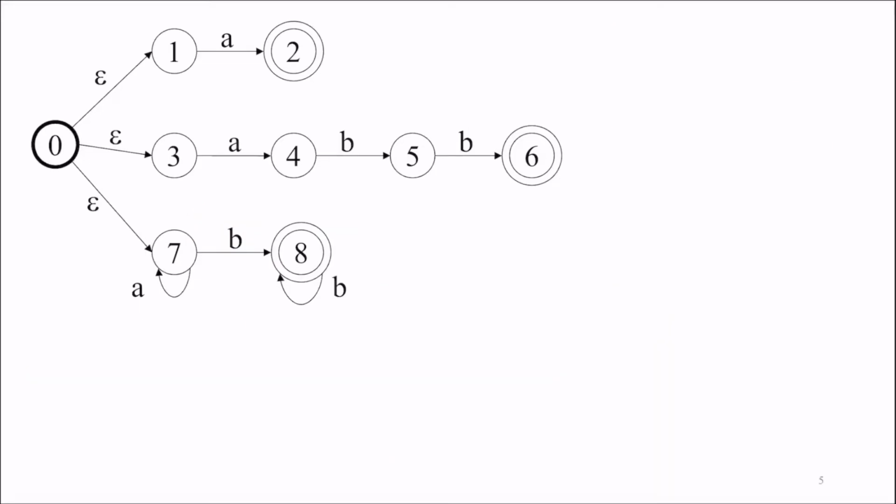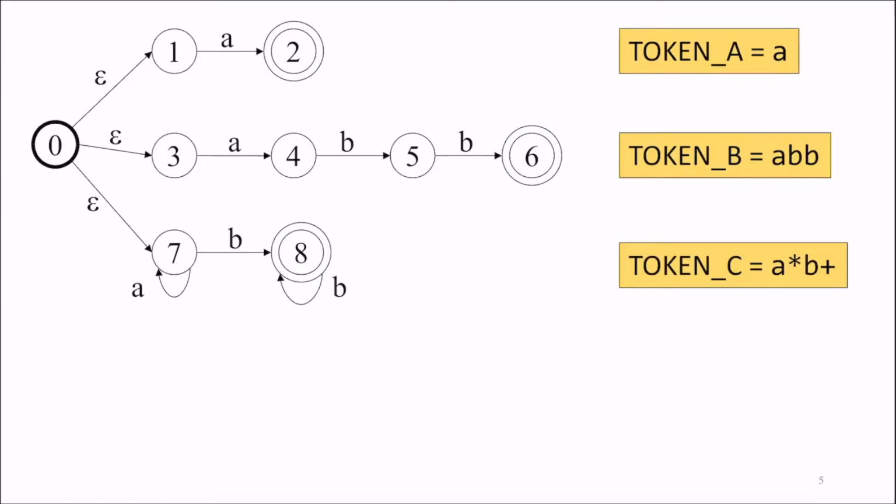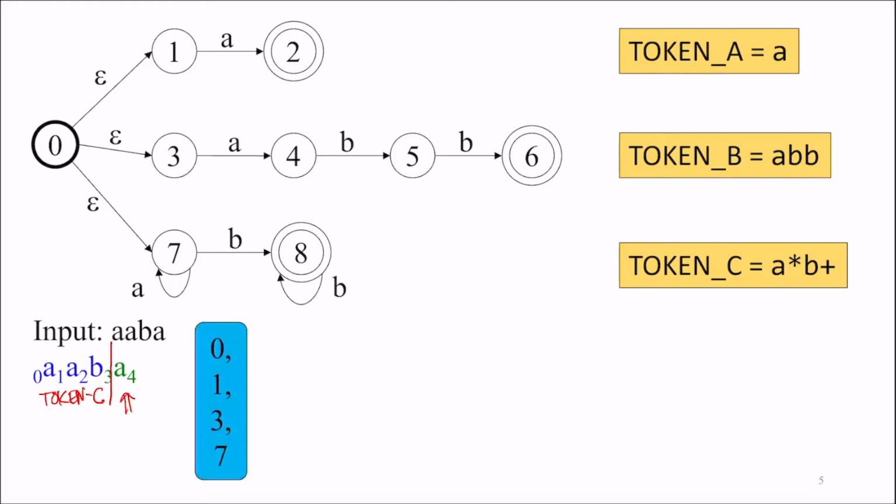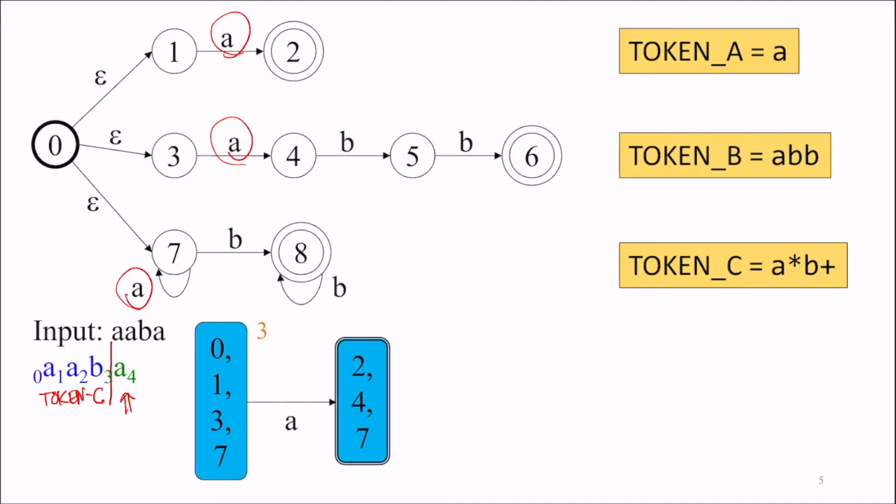Now we are still not done, right? Because we have these 3 token definitions. The input we have read up to this point, we got token C. So now we restart from this position, and we start again from the start set of states, which is 0, 1, 3, and 7, and we ask what transition can we make on input symbol A. We already know from before that there are 3 different transitions we can make on the input symbol A to states 2, 4, and 7. Now only state 2 of these 3 is a final state, right?